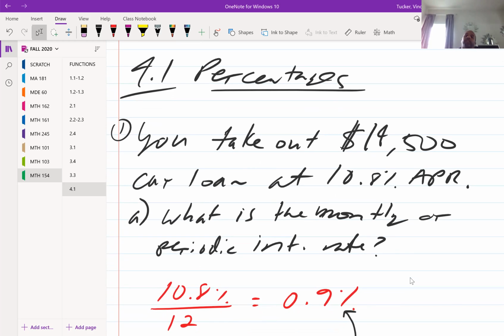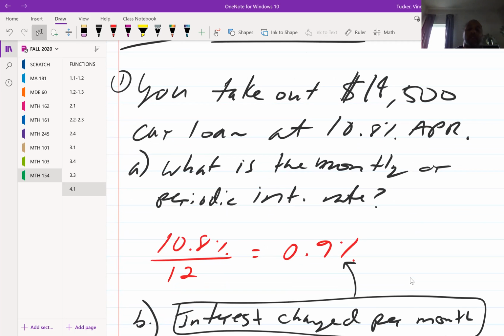So you take out $14,500 as a car loan at 10.8% annual percentage rate, APR, annual percentage rate. What is the monthly or periodic interest rate? So if you have an annual percentage rate, an APR of 10.8%, then if you want to find the monthly rate, you divide it by 12, and that'll give you 0.9%. And that's all there is to A.